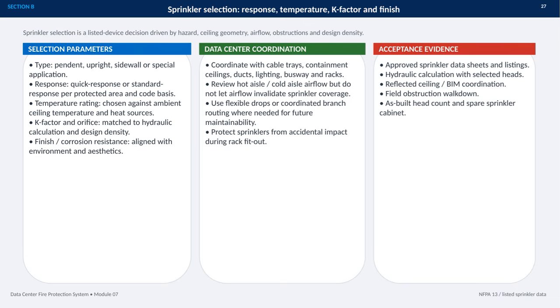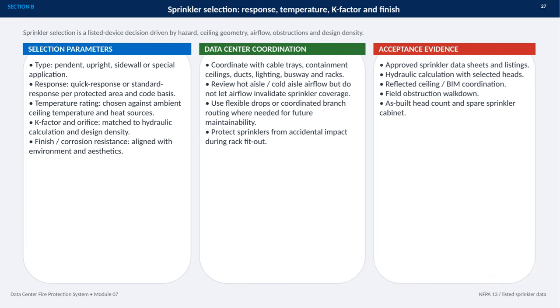The main parameters begin with sprinkler type, whether pendant, upright, sidewall, or a special application model. Response classification, quick or standard, must align with the protected area and the applicable code basis. Temperature rating is selected against the ambient ceiling temperature and nearby heat sources. K-factor and orifice must match the hydraulic calculation and design density, while the finish and corrosion resistance should suit both the environment and the visual requirements.